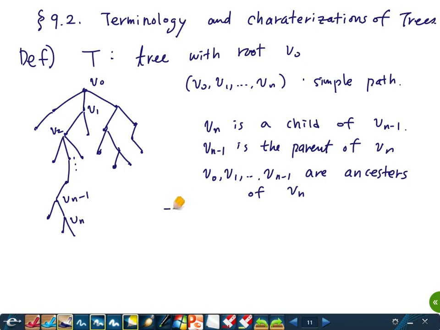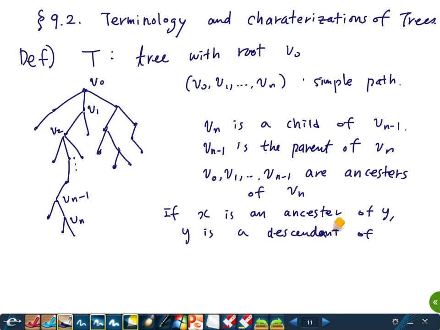And if X is an ancestor of Y, we say that Y is a descendant of X. Right? So in this case, Vn is a descendant of V1 or V2. Vn is a descendant of V0, etc.